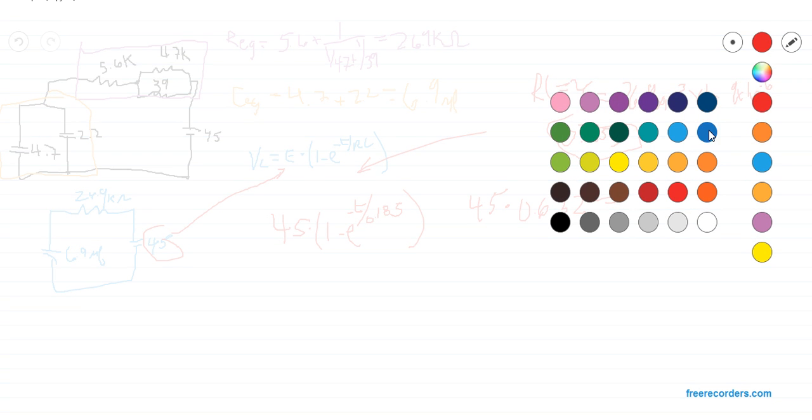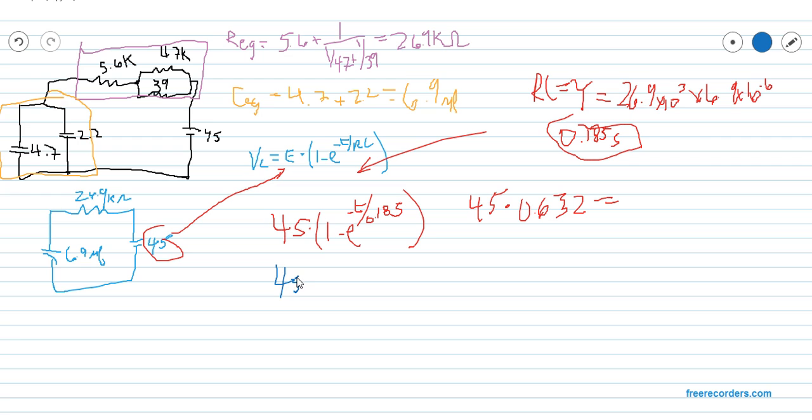So when we put in one time constant, remember that one time constant is equal to 1 times your tau. So here, 45 times 1 minus e to the negative your time constant over your time constant, so it's basically negative 1. We wind up with somewhere around 28.4 volts. And when you multiply 45 by 0.632, you wind up with 28.4. So it's just to show you that they match up.